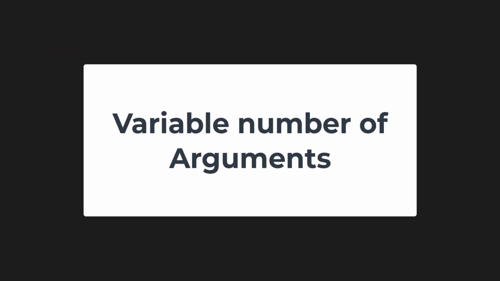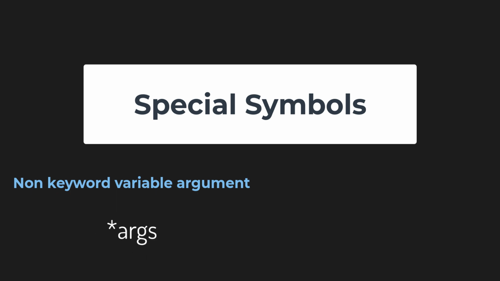Today we're going to learn about how to pass a variable number of arguments to a Python function. We can achieve this by passing two special symbols to the function. The first one is the non-keyworded argument written as *args, short for arguments. The second symbol is a keyworded argument preceded with a double star.